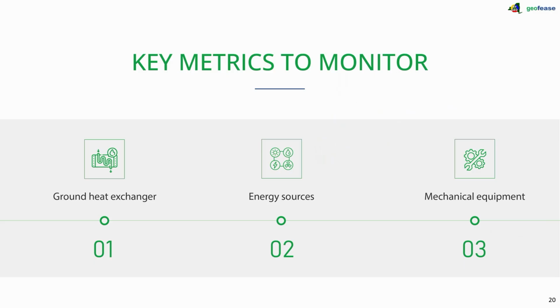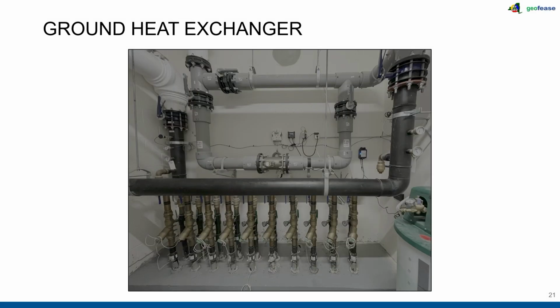We'll get into some key metrics to monitor now. On the ground loop side, mechanical equipment and district energy systems. On the ground heat exchanger side, this is what a typical mechanical room looks like for a ground heat exchanger manifold. We have our manifold here, our supply and return lines coming up through the ground, and a nice flow meter to measure the flow rate to and from our ground heat exchanger. We have temperature sensors to measure our delta T, our supply and return temperatures, and with those two metrics, flow and delta T, we can get our energy, or BTUs.